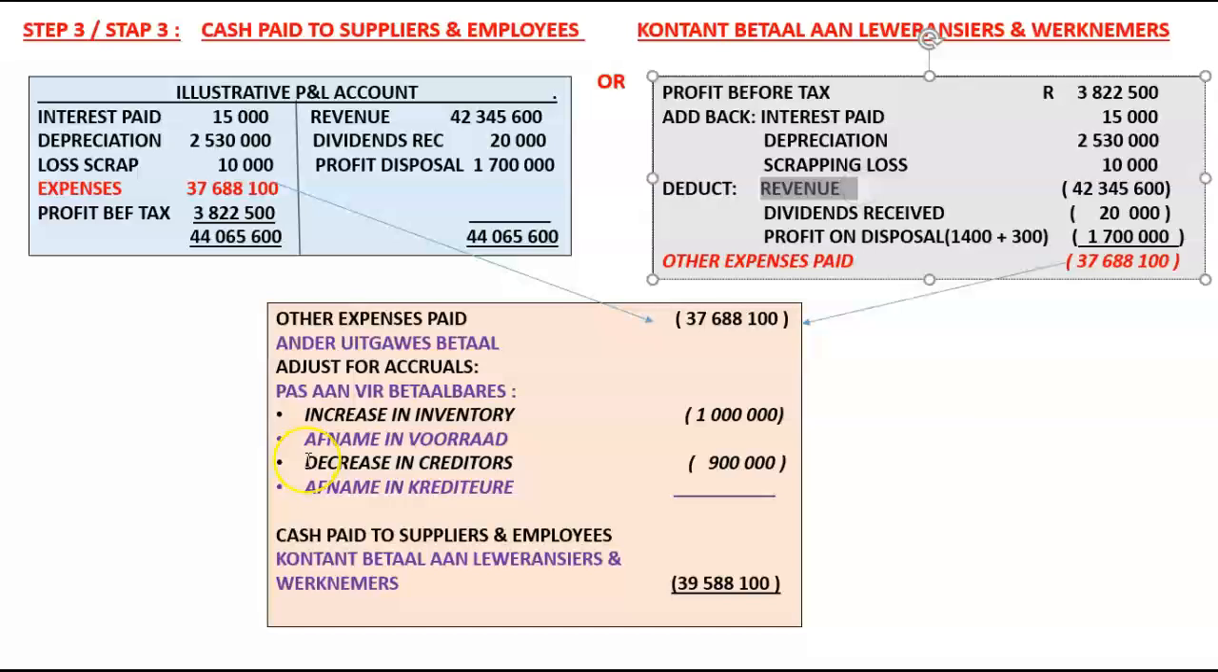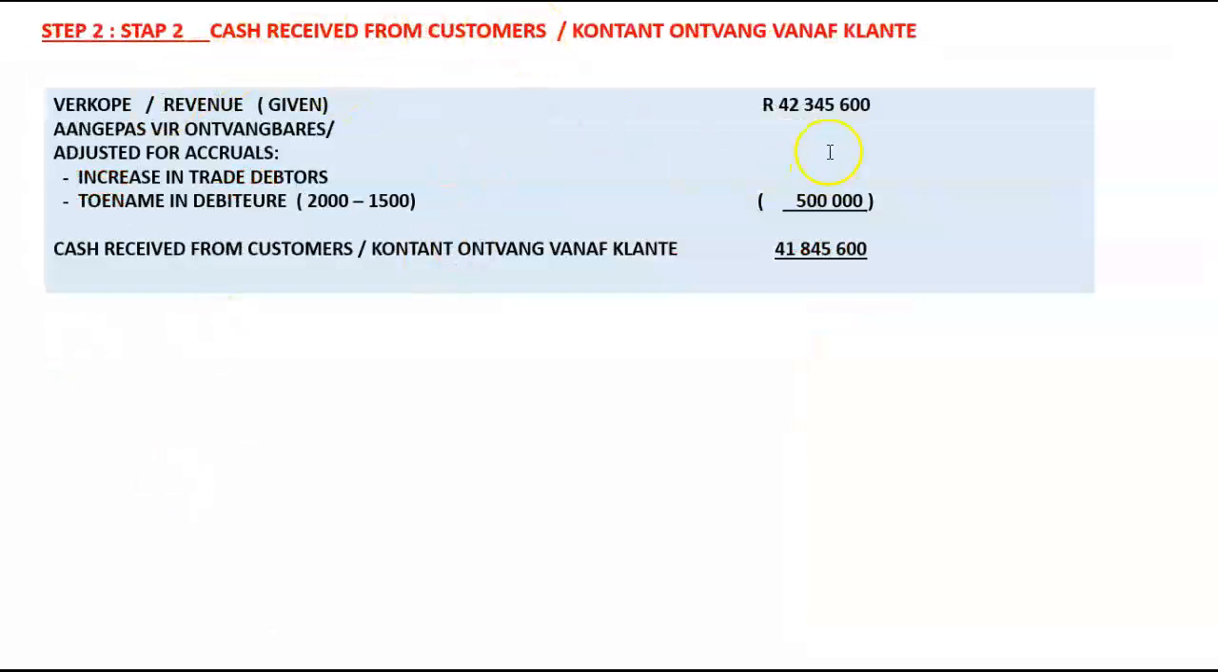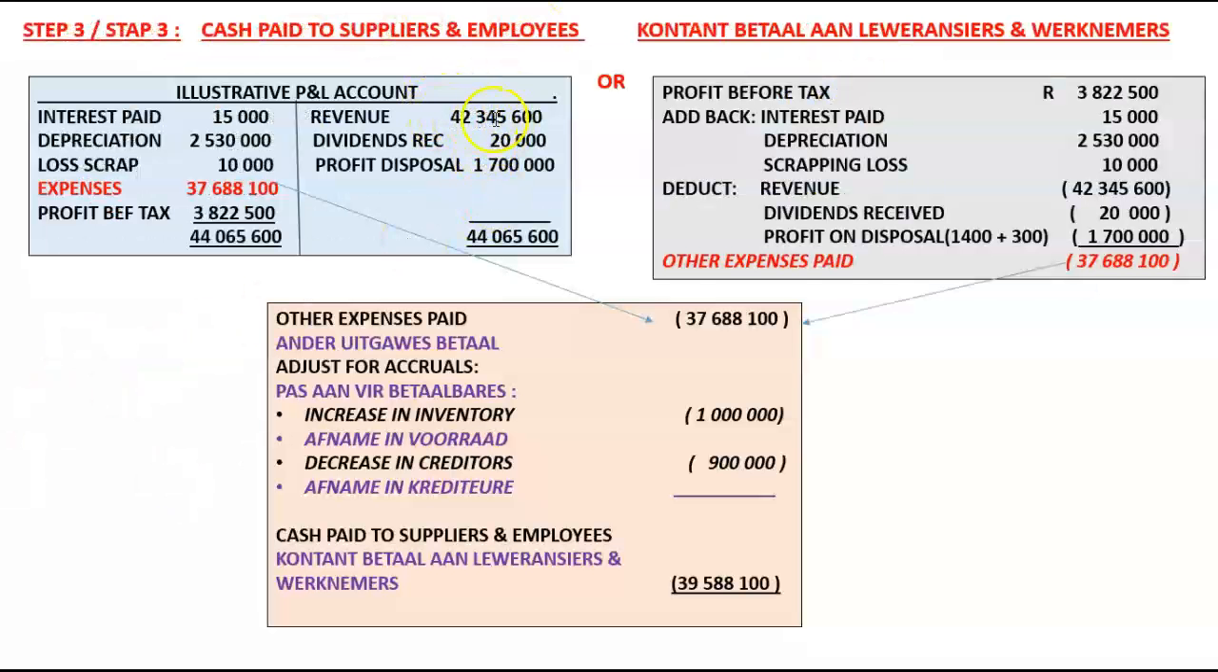Revenue has absolutely nothing to do with expenses. We already used revenue when we determined the cash received from customers, so that figure we also have to take out. Revenue 42,345,600. And then our balancing figure on our illustrative P&L account is representative of all other expenses.